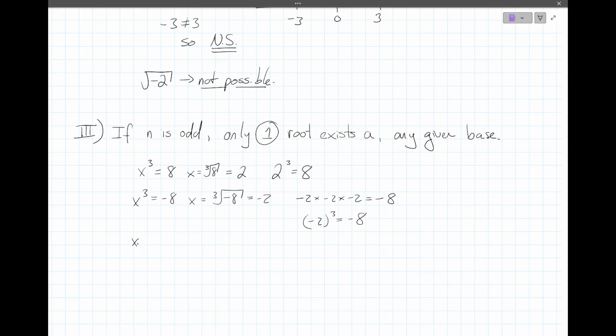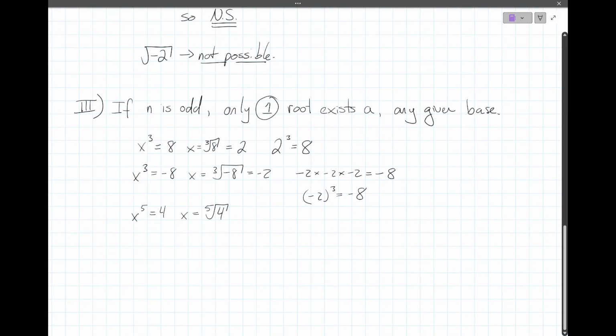So what about x to the 5th equals 4? Well, that just means x is equal to the 5th root of 4, right? And that's just it. It has one root there.